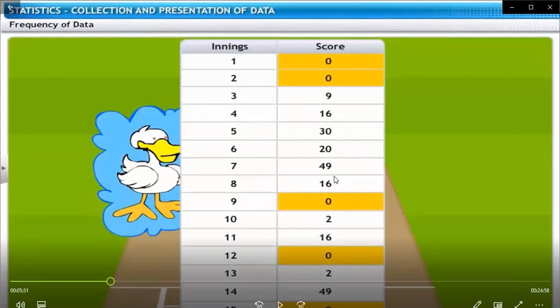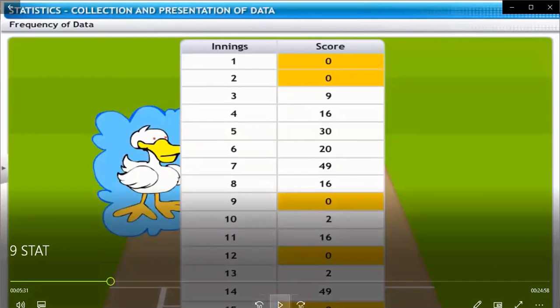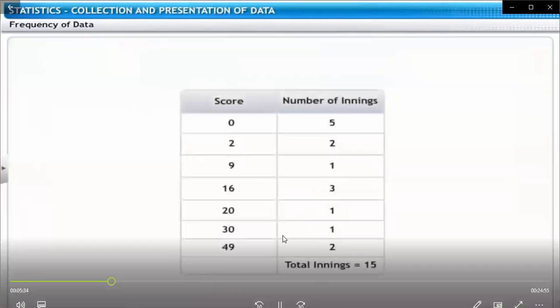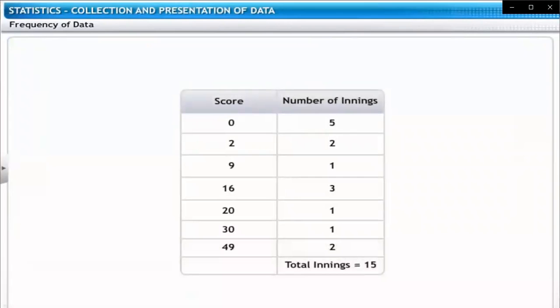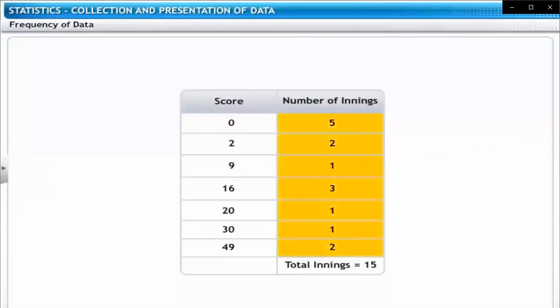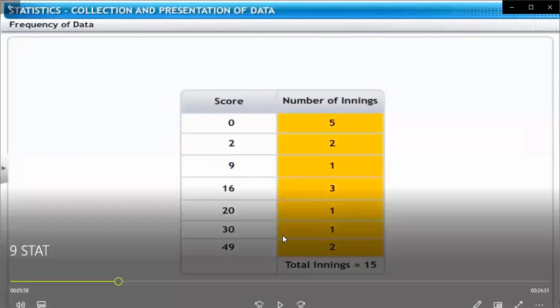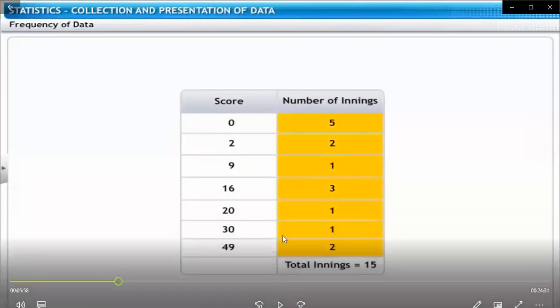There is a much more convenient and easier way to represent this amount of data. We can write the same data in a tabular form, in which you can see that he scored 0 5 times. So the total number of innings is 15. He scored 2 runs in 2 innings, and he scored 9 runs in 1 inning. So the total number of innings was 15, and we are representing the data in such a way that we are combining his scores, showing in how many innings he scored particular runs.